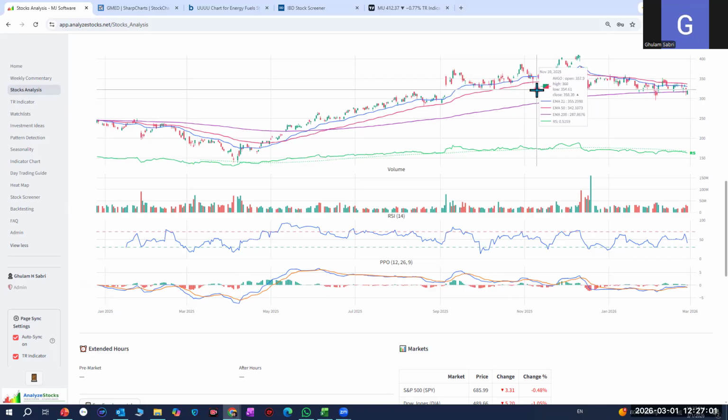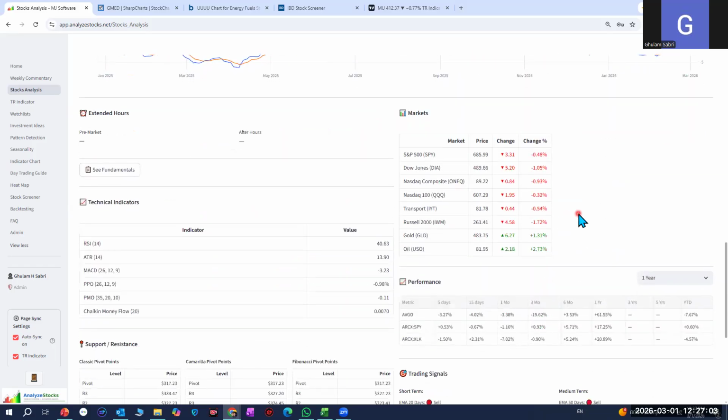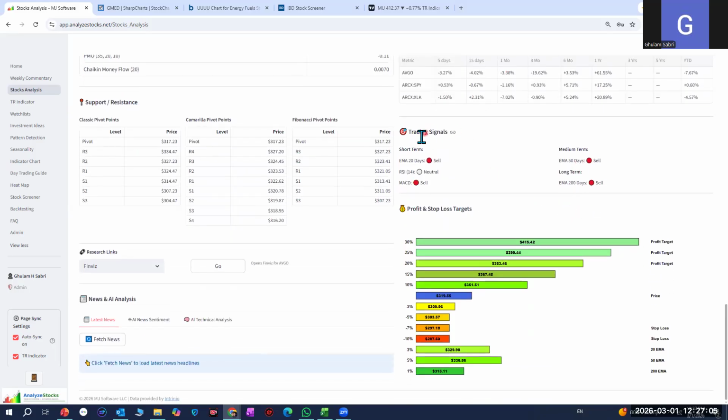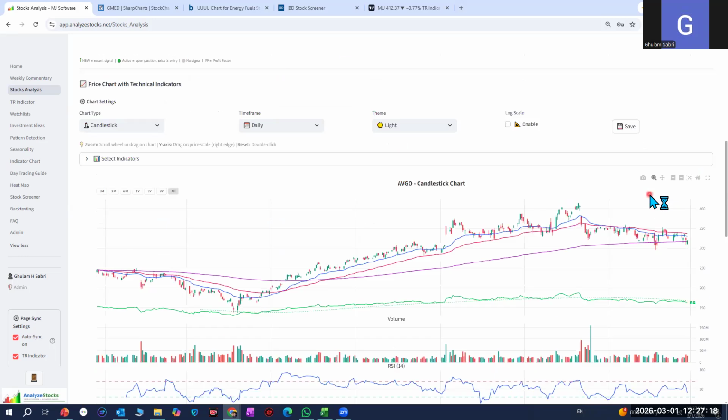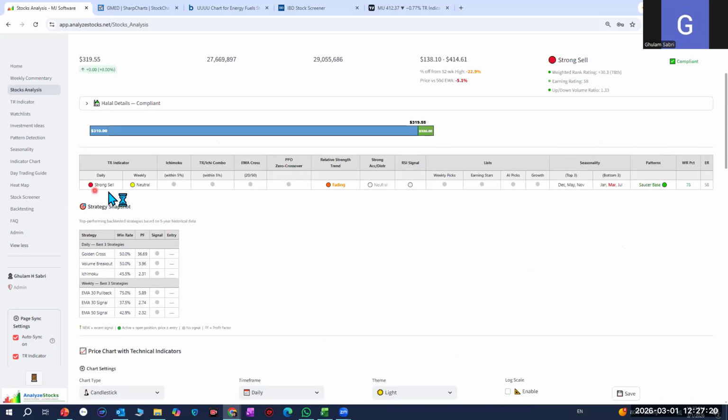What EMA lines correspond to short term, medium term, or long term? Right here. Short term is 20 days, medium term is 50 days, long term is 200 days. And all these are sell in the case of Broadcom right now. So Broadcom is not a buy, which is exactly what it is showing by the STR indicator and its volume and the best strategies backtest results as well.